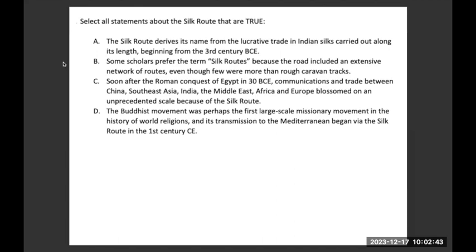The fourth statement, the Buddhist movement was perhaps the first large-scale missionary movement in the history of world religions, and its transmission to the Mediterranean began via the Silk Route in the 1st century CE. Here, one or more options are correct.